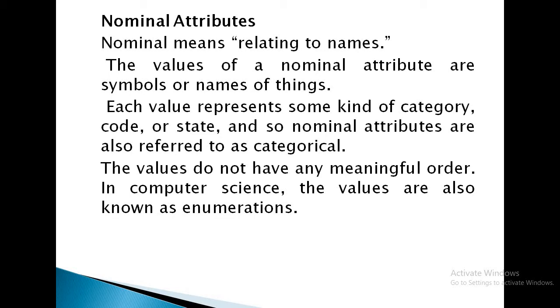The values do not have any meaningful order. In computer science, the values are also known as enumerations. The values of a nominal attribute are symbols or names of things.